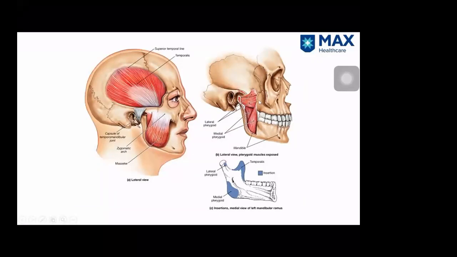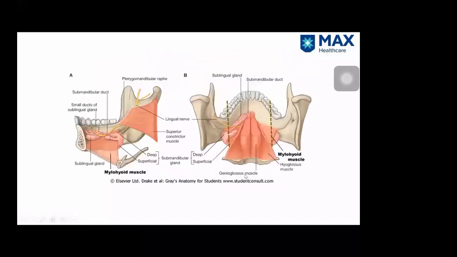In the inner part, we have got the insertion of the pterygoids. So the lateral pterygoid has got 2 insertions. They both come and attach over the little pterygoid fovea. Medial pterygoid attaches over the inner aspect of the angle of the mandible. And here you can see the attachment of the temporalis muscle over the coronoid.